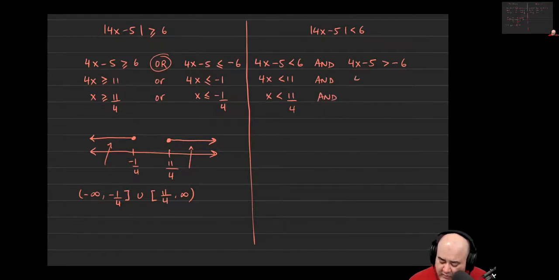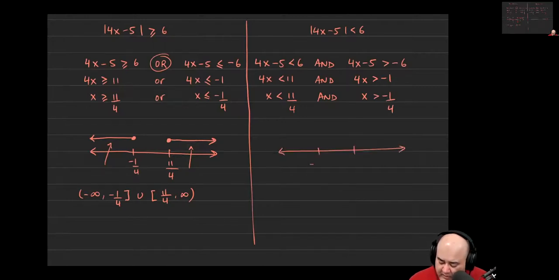Here again, we do the same thing. We add 5, so 4x will be greater than negative 1. Negative 6 plus 5 is negative 1. And now we divide both sides by 4, so x is greater than negative 1/4. We can graph this result as well.